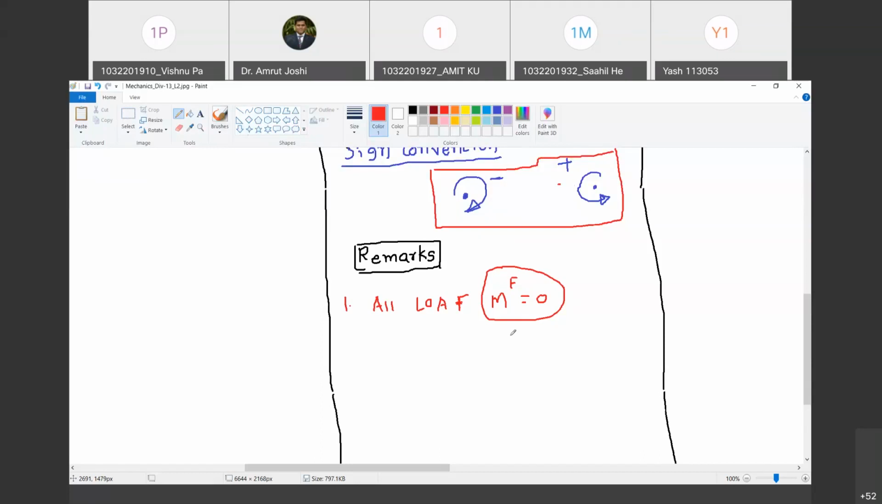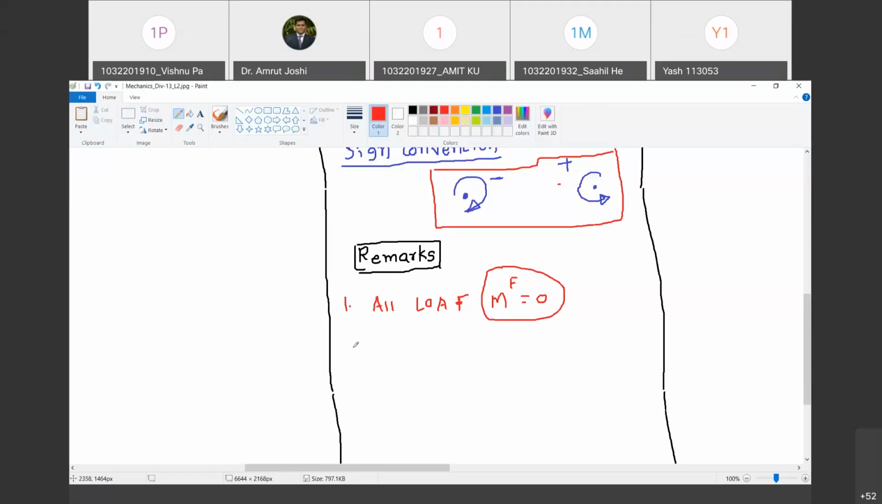Another conclusion from that is all the points lying along that line are going to experience no rotation. They will only experience translation under the action of force F, because translation is the effect of force and rotation is the effect of moment. As the moment on all the points along the line of action of force is 0, they are going to only experience translation under F.